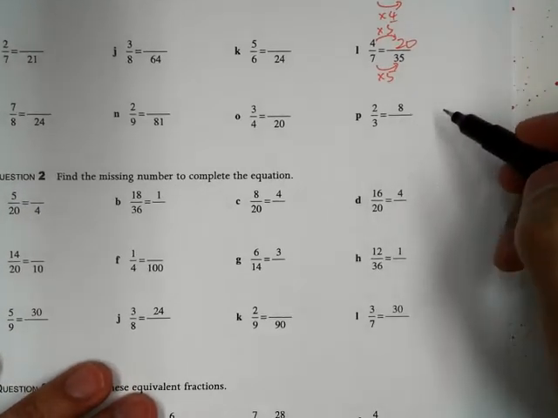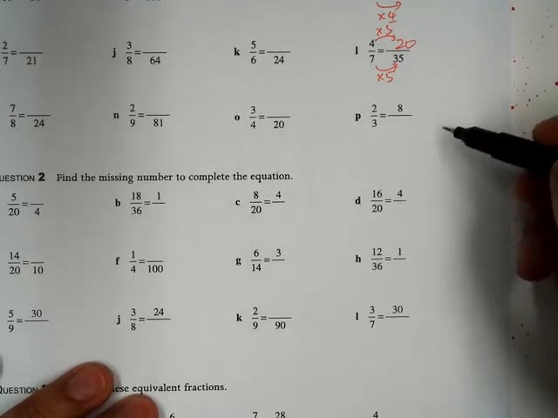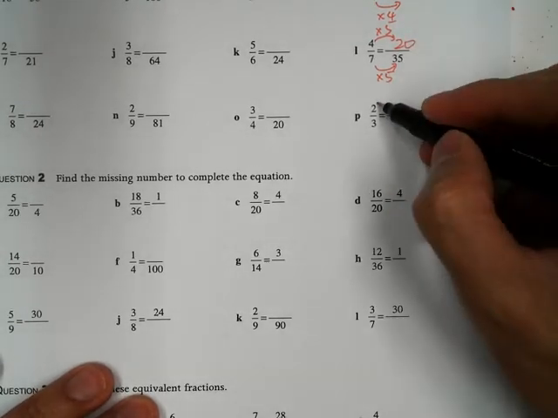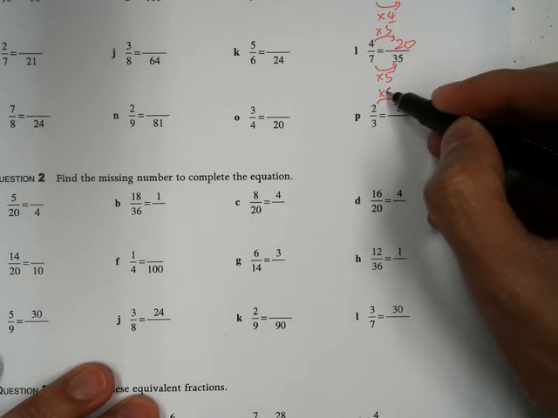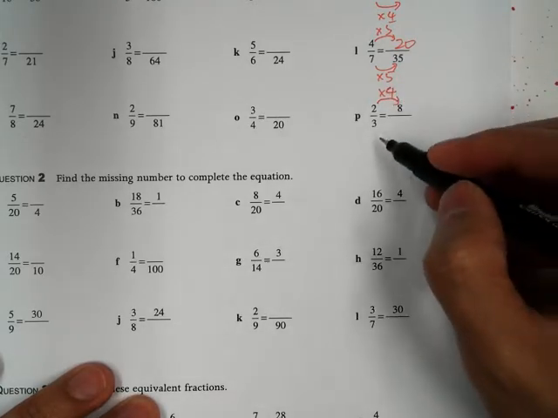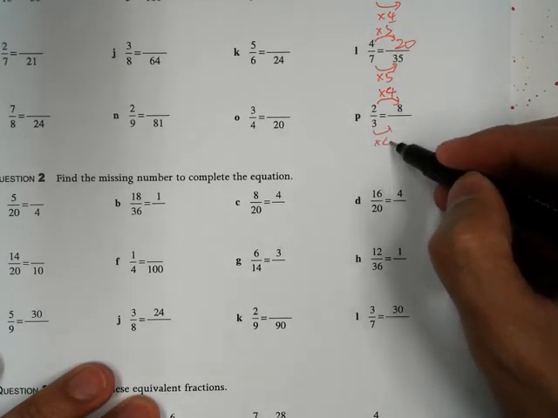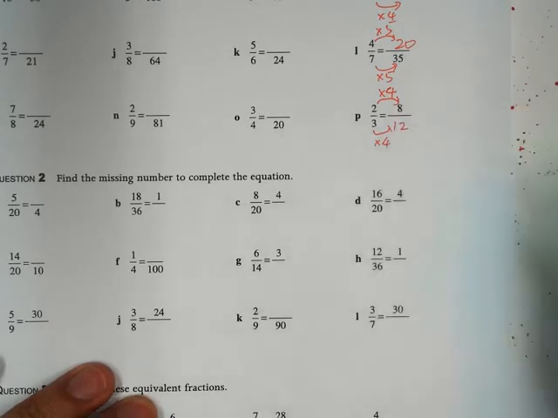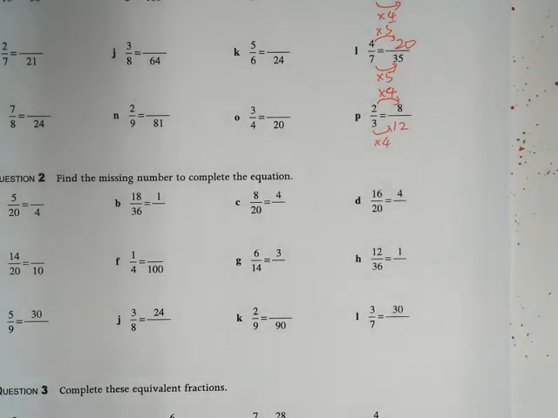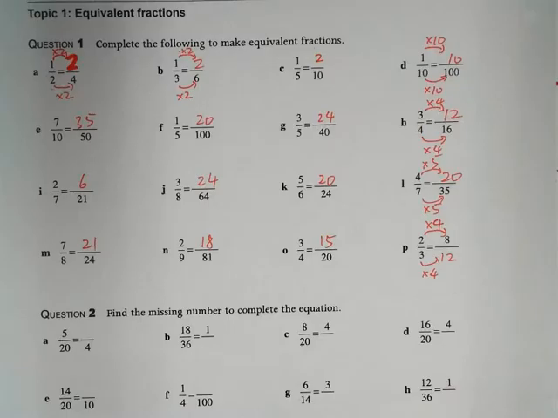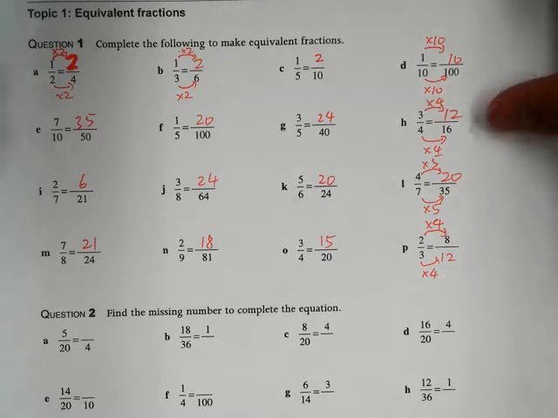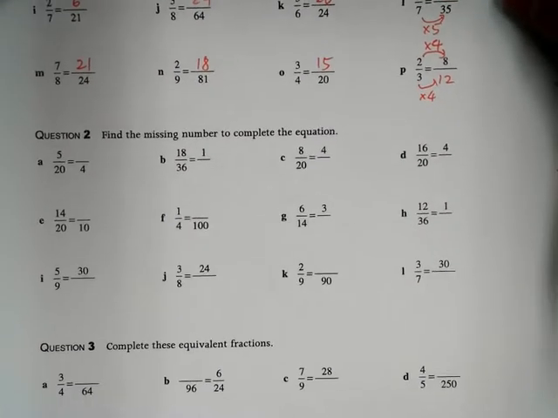Also we can see the case where the numerator is given. From 2 to 8 we multiply by 4 to get 8. Therefore the denominator we also multiply by 4. 3 times 4 is 12. So as a result, this is what we have. And I will show you the whole answer. So here's the answer. You can pause the video and check your answer. Now we move on to the next one.